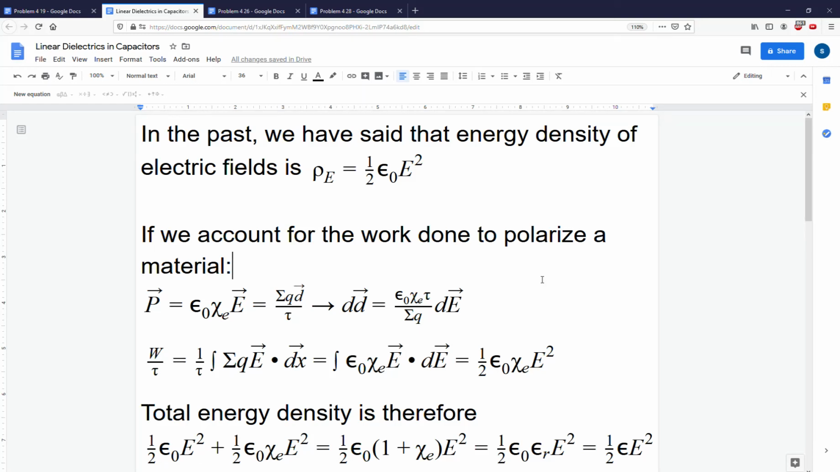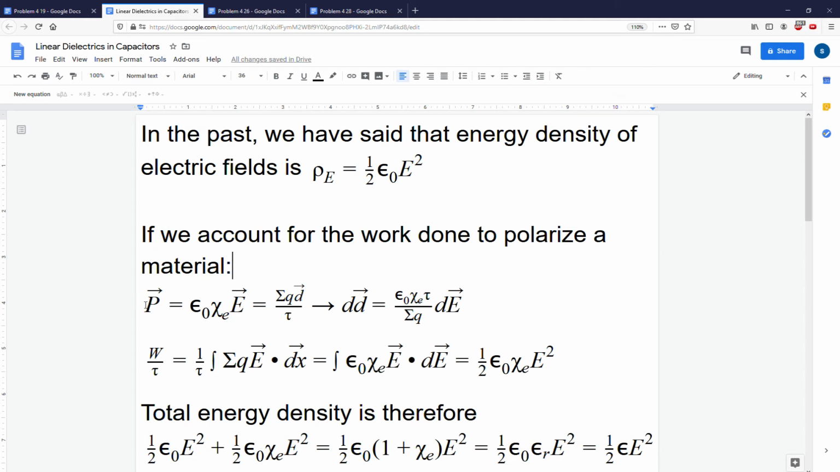Back in Chapter 2, we calculated the total self-energy of a collection of charge. We said that that energy could be calculated assuming that space has an energy density equal to 1/2 epsilon naught E squared. This energy density does not account for the effects of a dielectric substance. So let's try to do that now.